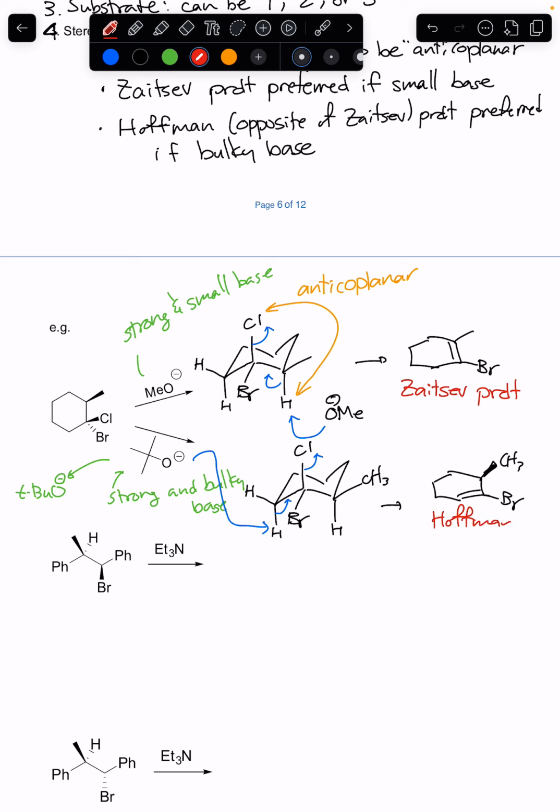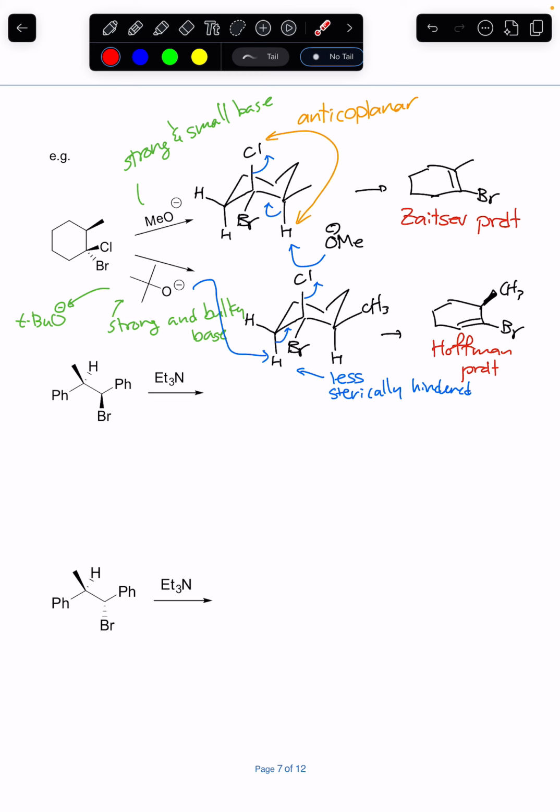Now, so that's one example. What about a linear molecule example like this? If we treat this with triethylamine, which is not a strong base, but it's a pretty good base.